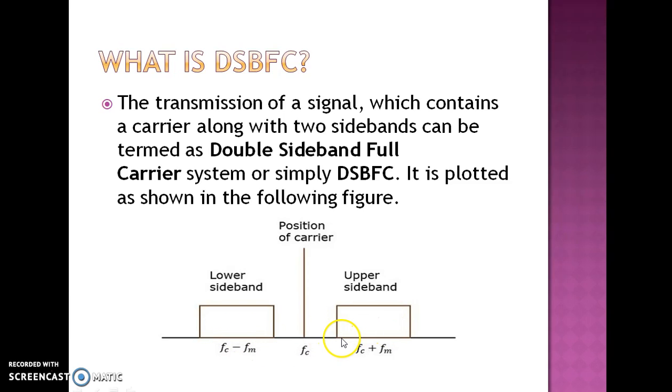And the bandwidth of this signal will be equal to upper sideband minus lower sideband. So it will be Fc plus Fm minus Fc minus Fm. After simplifying, it comes to twice Fm. So for double sideband full carrier, the bandwidth will be equal to twice the modulating frequency.